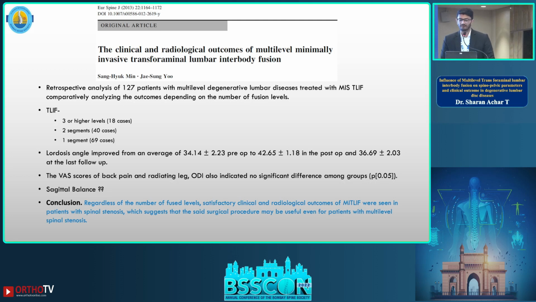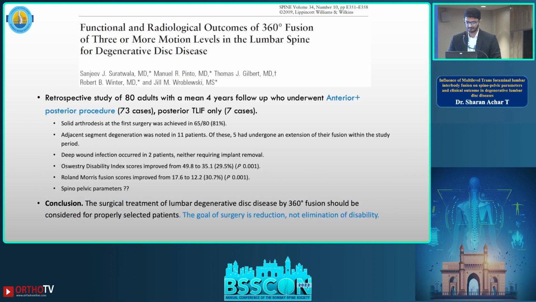This is one paper where they studied 127 patients with multi-level degenerative disc diseases treated by MIS, minimally invasive TLIF procedure, either in 1 segment, 2 segments, or 3 or higher levels, and they compared the outcomes depending upon the number of fusion levels. They concluded that regardless of the number of fused levels, satisfactory clinical and functional outcomes were obtained with MIS TLIF surgery, thus stating that this surgical procedure can be used even in patients with multi-level spinal stenosis.